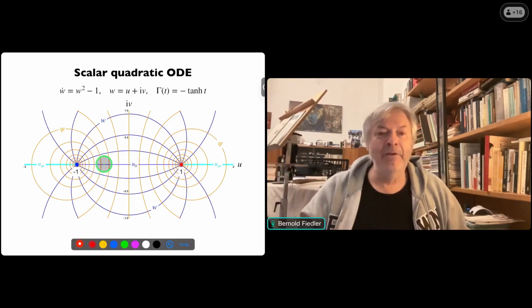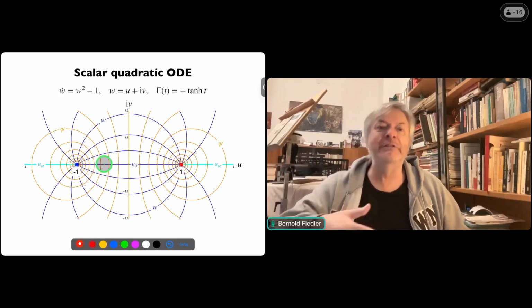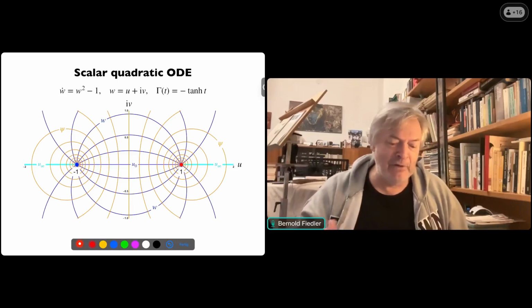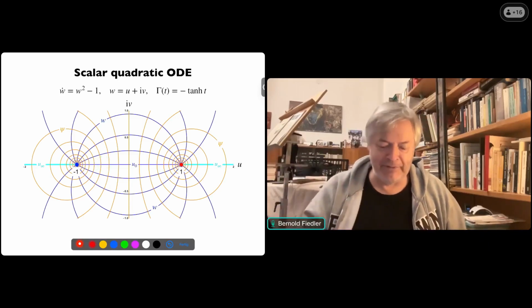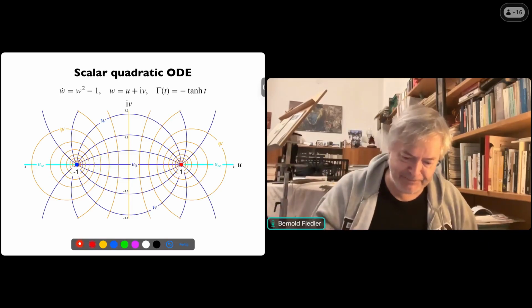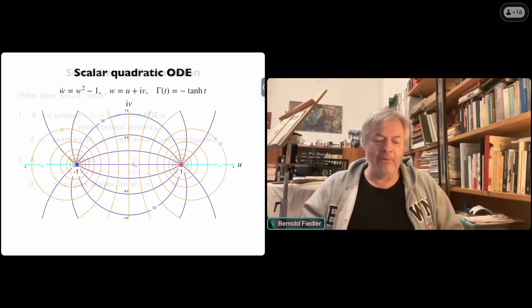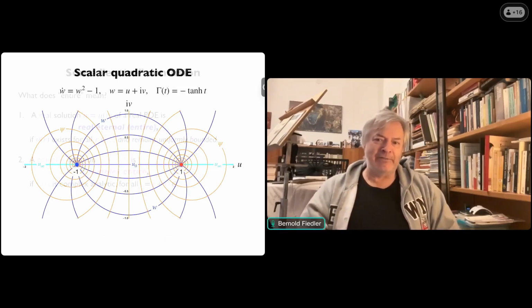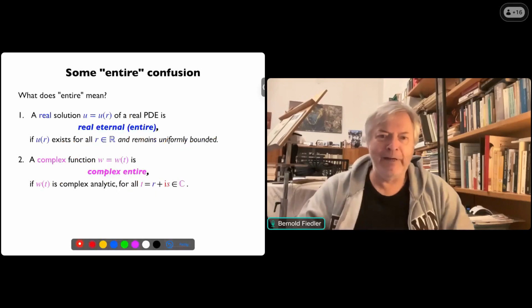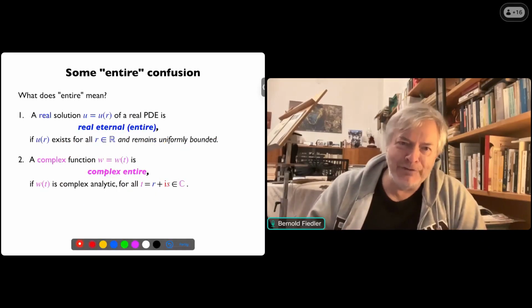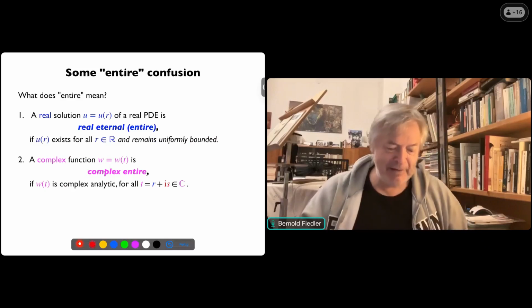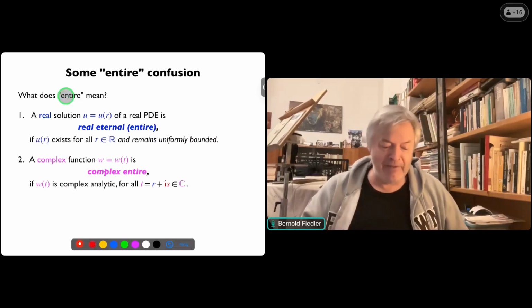Very easy. You can also do explicit solutions and invoke calculus of residues and so on. There are many ways to reach that. Now, as we pass to partial differential equations, let me warn you against some total confusion, some entire confusion. Namely, what does the word entire mean?